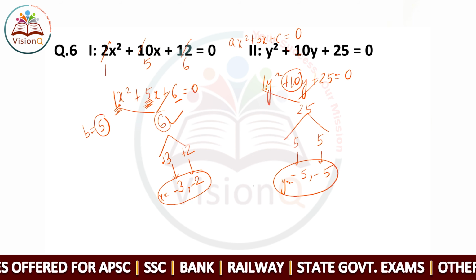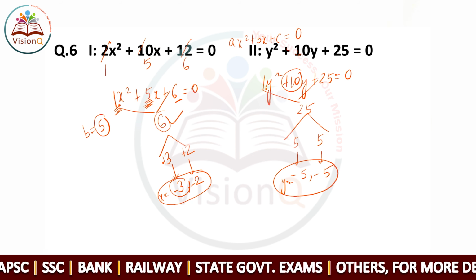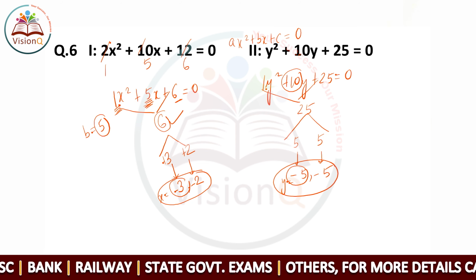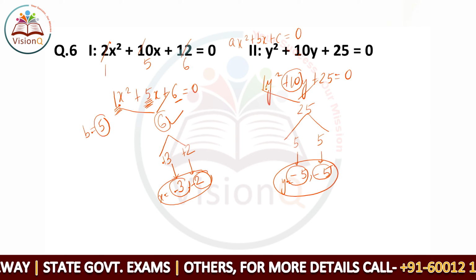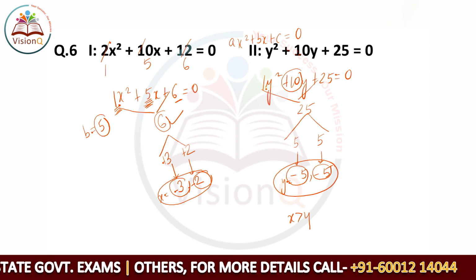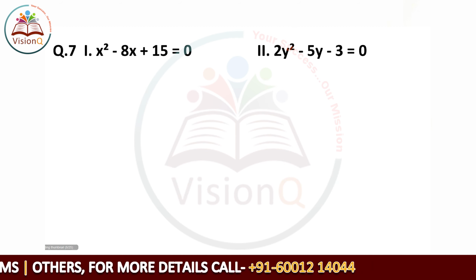So next step is to compare x with y. So minus 3 is greater than minus 5 and minus 2 is again greater than minus 5. So correct answer of this question number 6 is x is greater than y. That is option number A. So next, discuss the question number 7.